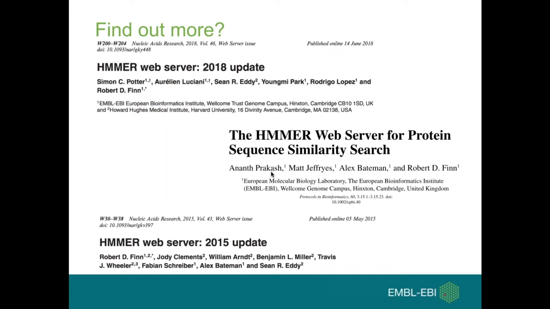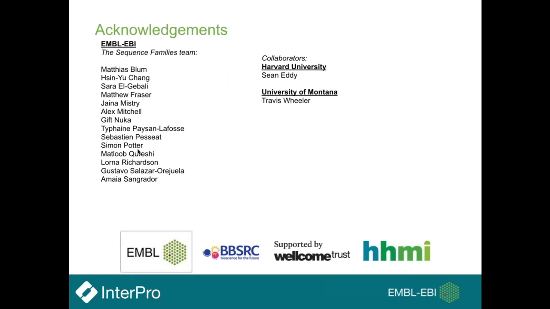So there are lots of people in my team that give rise to the Protein Families and HMMER web server. They're listed on the left-hand side. I also collaborate with Sean Eddy, who's the primary developer of HMMER, and also Travis Wheeler, who has implemented the nucleotide version of HMMER, nhmmer. Now, I haven't spoken about that much here. It's the same principle as we apply for proteins, but your alphabet is obviously smaller, so you don't have the 20 amino acids, you have the four nucleotides.